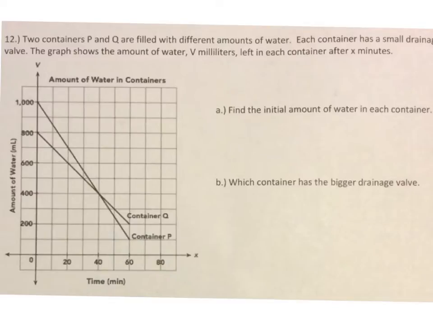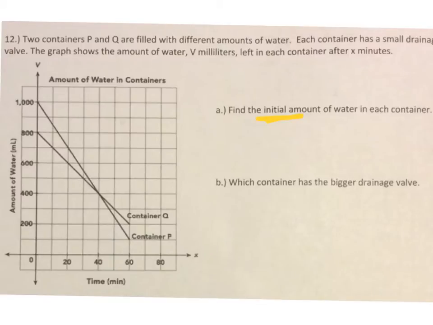Question 12. Two containers, P and Q, are filled with different amounts of water. Each container has a small drainage valve. The graph shows the amount of water left in each container after X minutes. Part 1 says find the initial amount of water in each container. The initial amount is the y-intercept. We can find that on the y-axis.